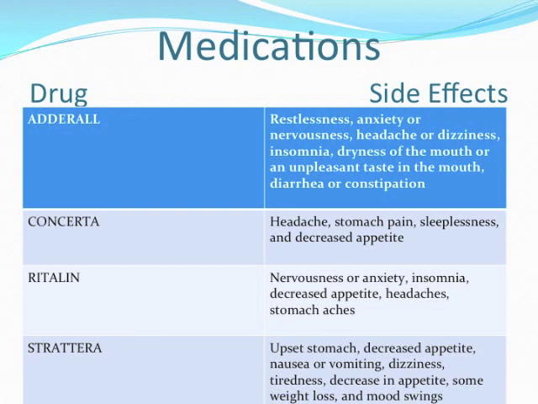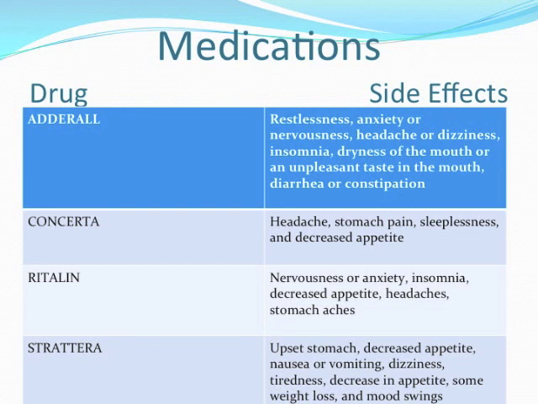Medications. The four main medications for ADHD are Adderall, Concerta, Ritalin, and Strattera. The side effects for Adderall are that a student becomes restless, has anxiety or is nervous, has headaches or becomes dizzy, has insomnia, has dryness of the mouth or an unpleasant taste in the mouth, diarrhea, or constipation. The side effects for Concerta are that students can have headaches, stomach pains, sleeplessness, and decreased appetite.